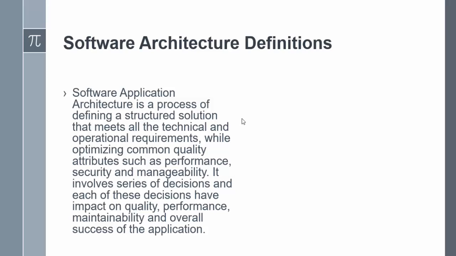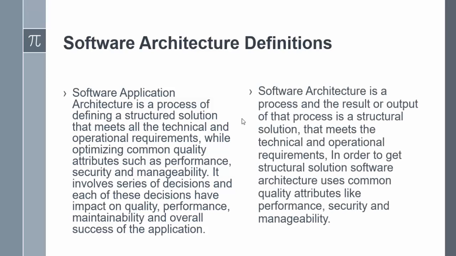Then there is another definition, and this one is a pretty slick definition: software architecture is a process, and the result or output of that process is a structured solution that meets the technical and operational requirements. In order to get a structured solution, software architects use common quality attributes like performance, security, and manageability. Right. So basically this is again the same definition, but with a different choice of words, and it's trying to deliver a different concept about software architecture.